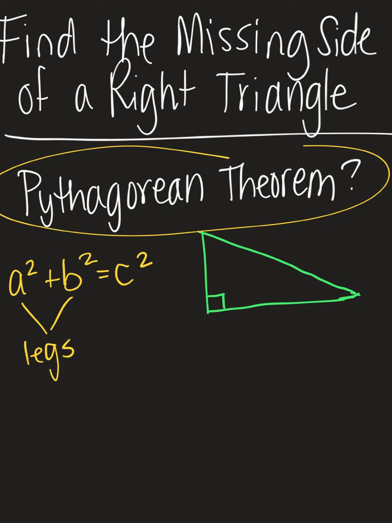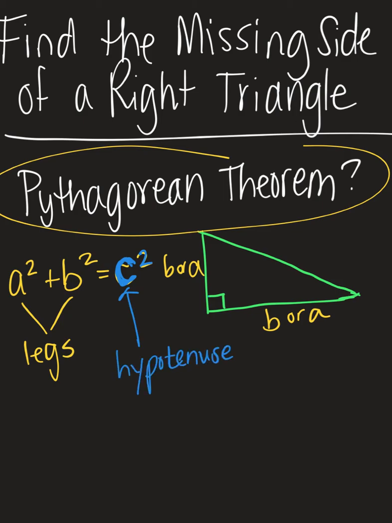In this triangle, we have a or b, or we could say the opposite. It doesn't matter if you label the shorter side or the longer side a or b, as long as it is not the longest side in the problem. So then we have c, which is our special word called the hypotenuse.